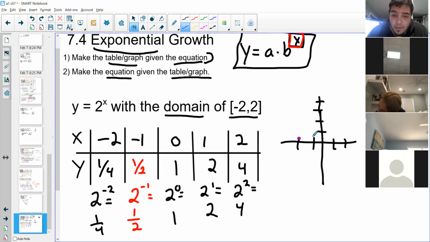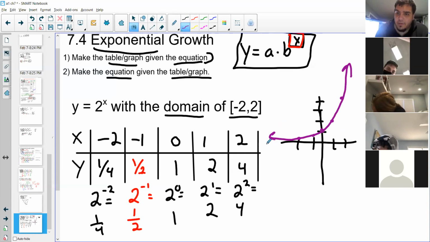At -1, it's half, so that is going to be between 0 and 1. At 0, it's 1. So 0, 1. At 1, it's 2. So 1 right, 2 up. And at 2, it's 4. If we connect the dots, you notice the line is curved. That will happen with an exponential function. So make sure you keep that in mind. The line will be curved in an exponential function.